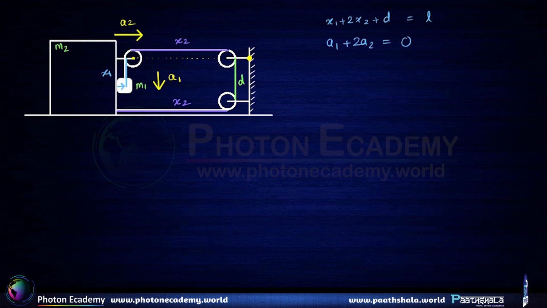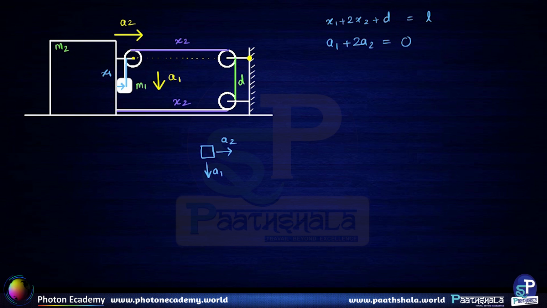So for the mass m1 there are essentially two accelerations. One is the downward acceleration a1 and one is the acceleration of the mass m2 itself, because it is rigidly connected to the mass, not exactly rigidly connected, but it is in contact with the mass m2. So it's going to move towards the right hand side with acceleration a2. This is the analysis of the mass m1.